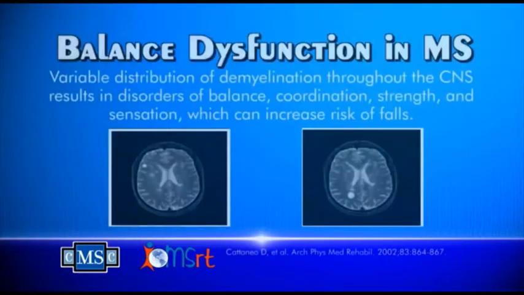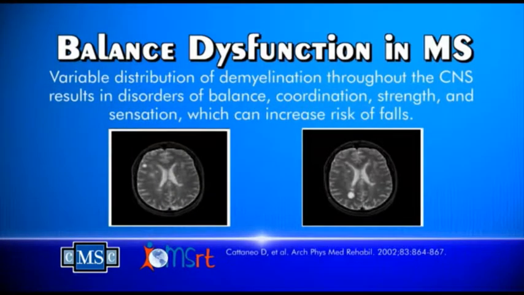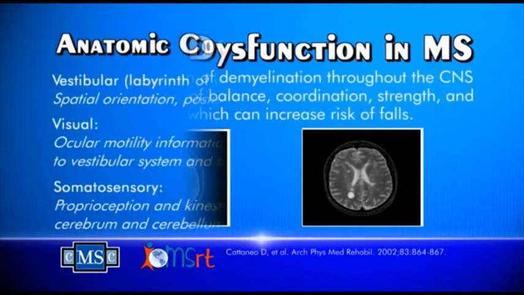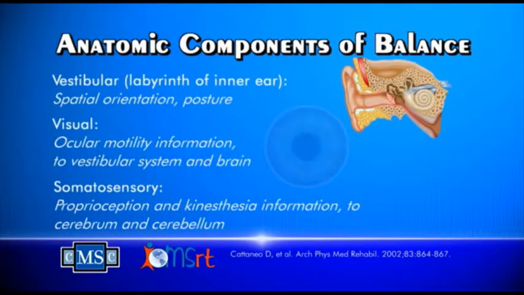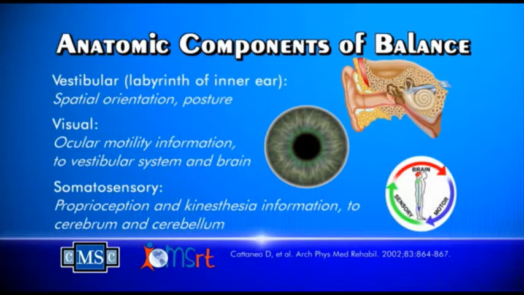Balance dysfunction in MS is most often the result of demyelination throughout the central nervous system, which can impact balance, coordination, strength, and sensation. When we have this demyelination, we can obviously see in our patient an increased risk of falls. As stated previously, the anatomic components of balance include the vestibular system, that is the labyrinth of the inner ear, which gives our brain an awareness of spatial orientation and posture.